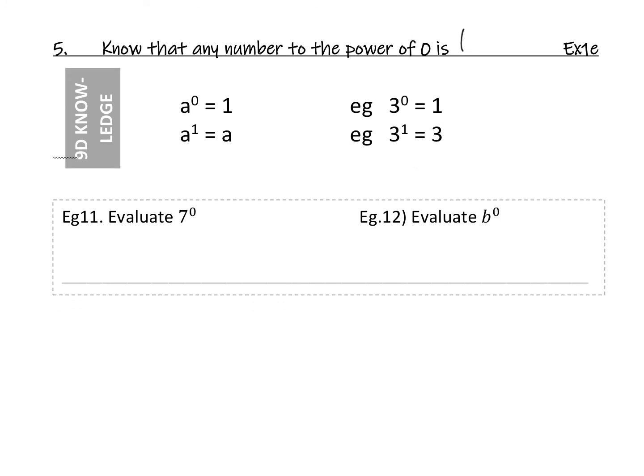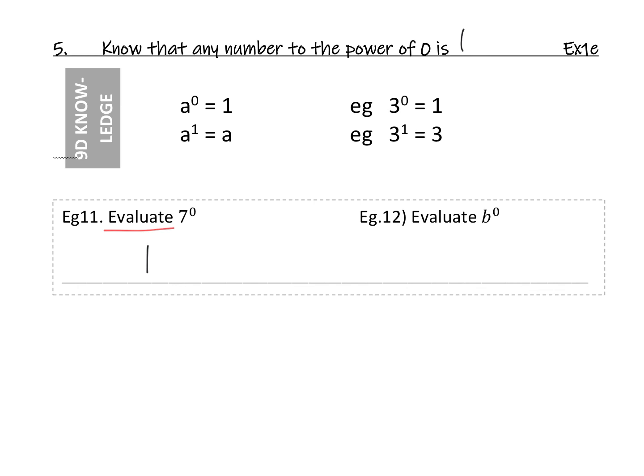Pause the video and try these two examples. Example 11, evaluate 7 to the power of 0. Now, evaluate means work out the value of. So 7 to the power of 0, any number to the power of 0 is 1, so 7 to the power of 0 is 1.